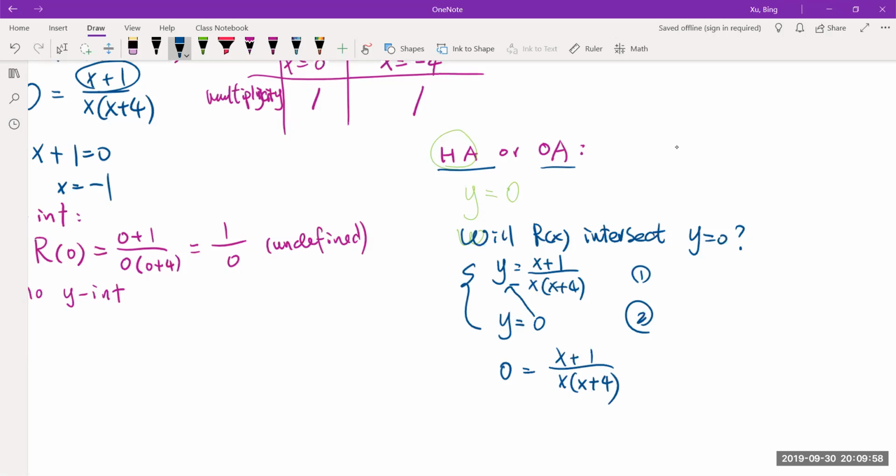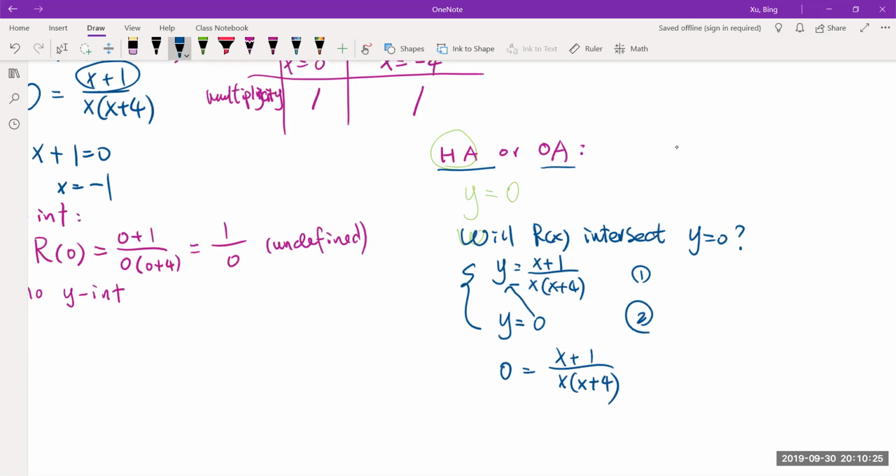No. Okay. Is the question in the textbook asking if it'll cross the asymptotes? Yes, the question in your homework. In this case, it's pretty obvious, right? It's just the x-intercept, but I'm just here to answer this in general. Will R of X intersect y equals 0, or your horizontal asymptote, just in general, how to do it?